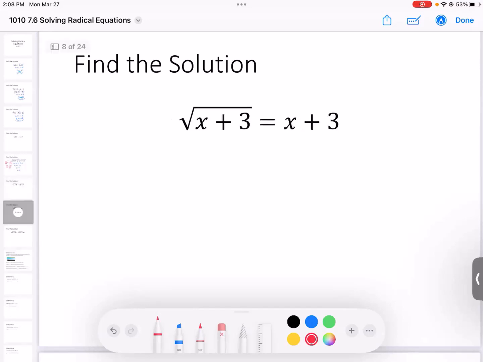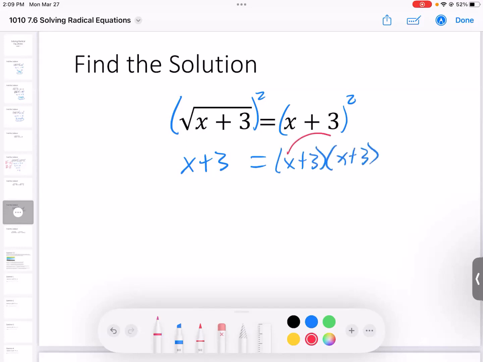Let's do this one though. So in this one, if we square both sides, that will take care of the square root, but you get kind of an interesting result when you square this side. So on the left-hand side, we'll get x plus 3 because the square and the square root cancel. But on this one, if you do x plus 3 times itself twice, you're going to get, well, I'll write it out.